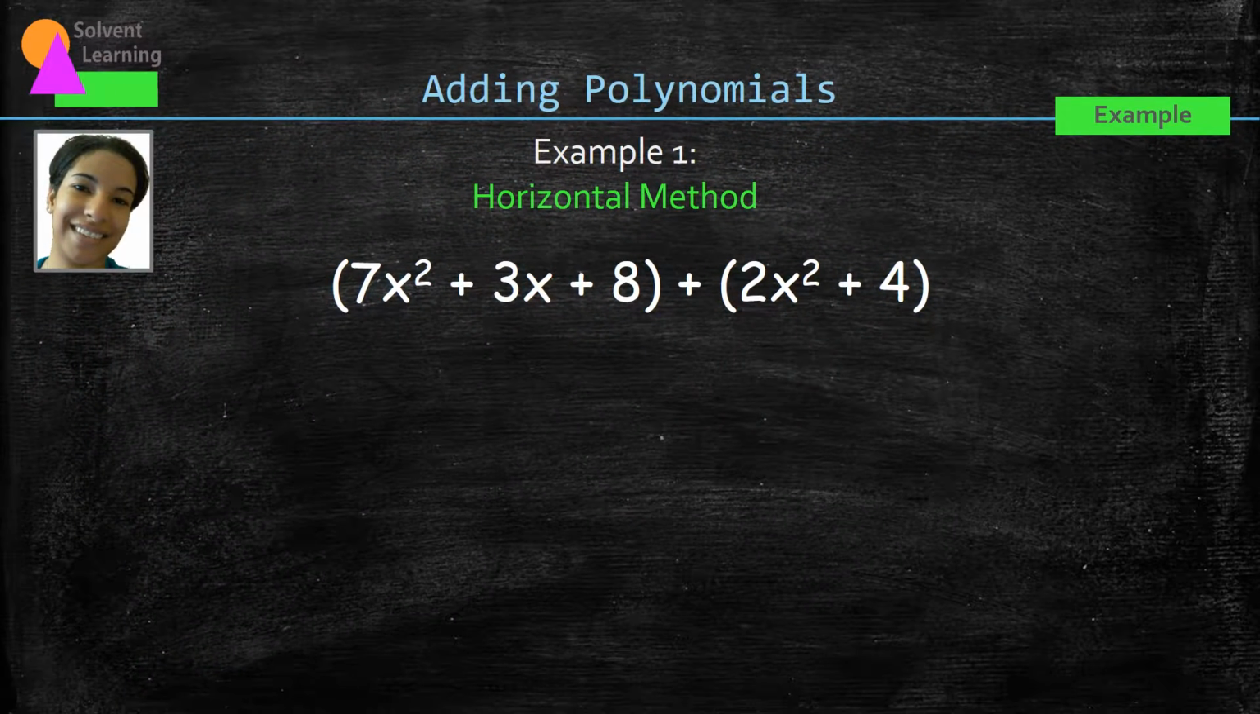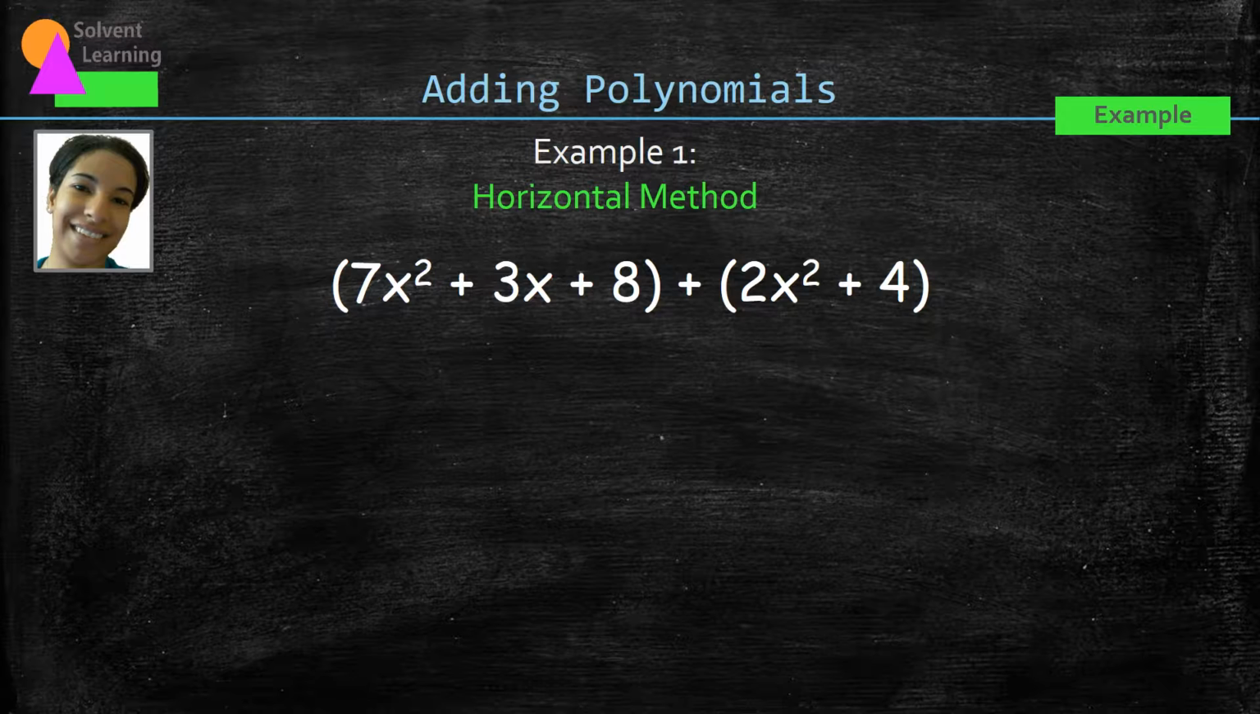So here's our first example of adding polynomials. This time we're going to use the horizontal method. With the horizontal method, we keep the polynomials written horizontally, side by side. So we simply try to identify the like terms between each polynomial.